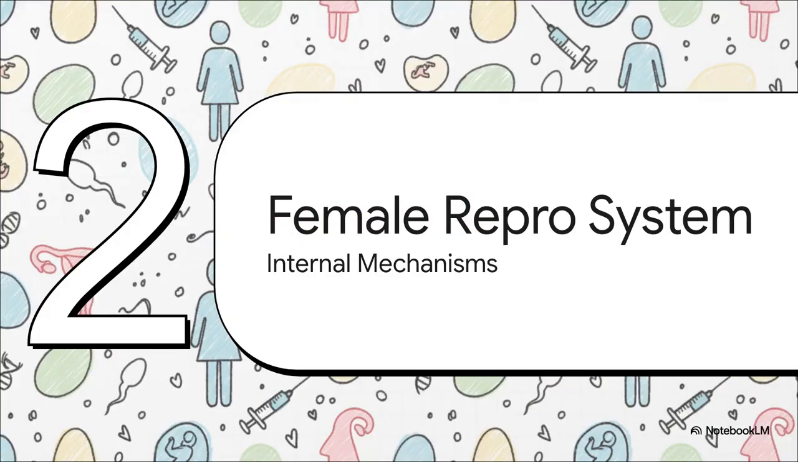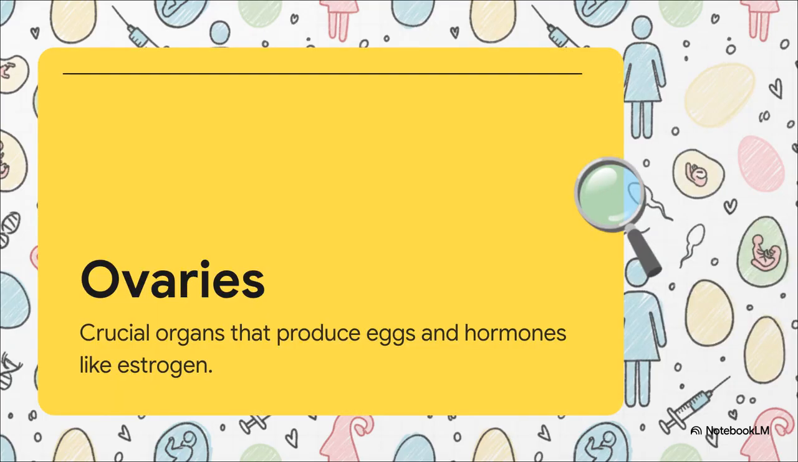Moving right along to Section 2, the female reproductive system, where we'll map out the specific internal mechanisms. Think of the ovaries as the primary manufacturing centers of the female reproductive system. As the callouts here highlight, they pull some serious double duty. First, they physically produce the eggs, the female gametes. But second, and check out the outward directional arrows here, they also drive vital reproductive hormones like estrogen and progesterone out into the broader system.